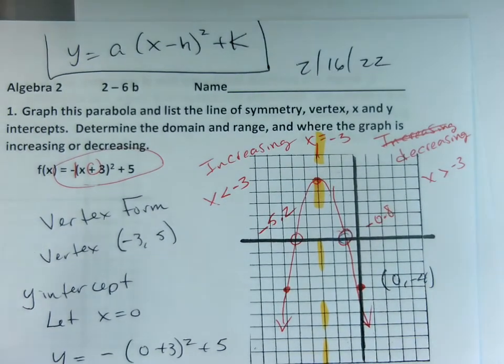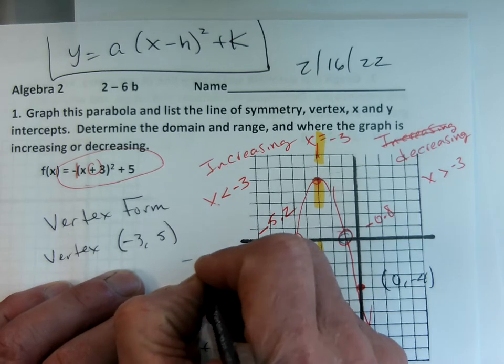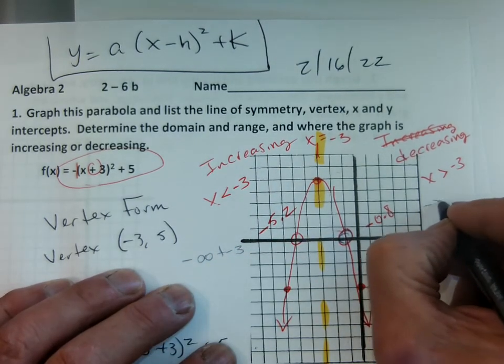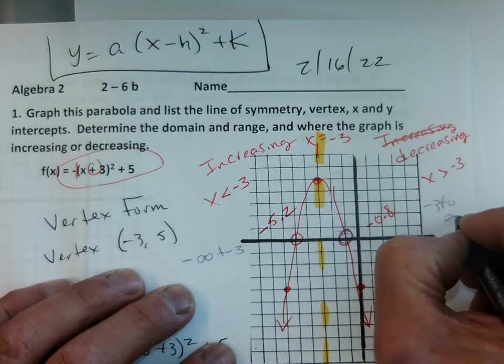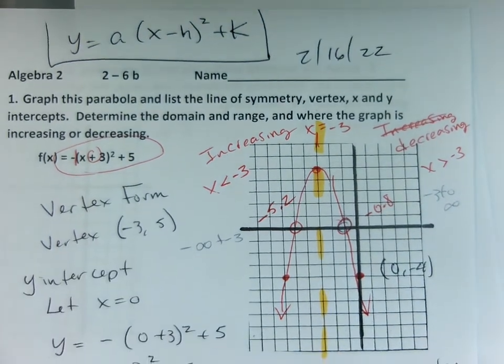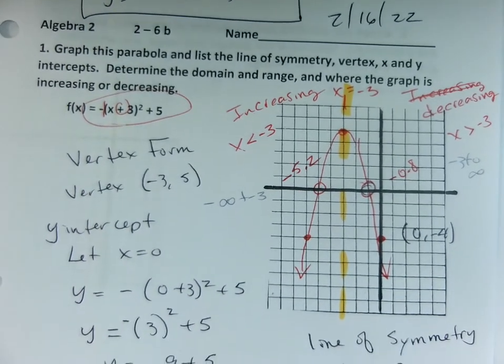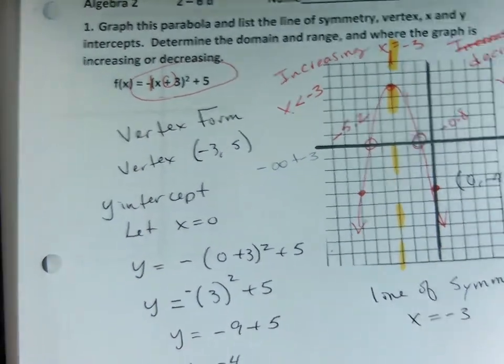Some kids like to say negative infinity to negative 3. Some kids like this, negative 3 to infinity. Is there any other way to write the infinity? Yeah, a sideways 8. Okay, now, last but not least, domain and range.